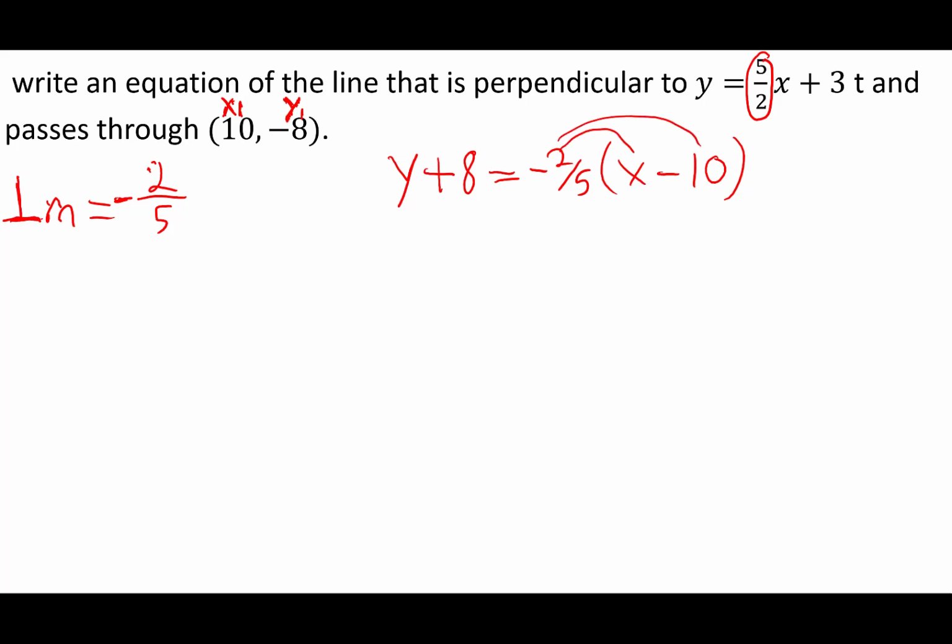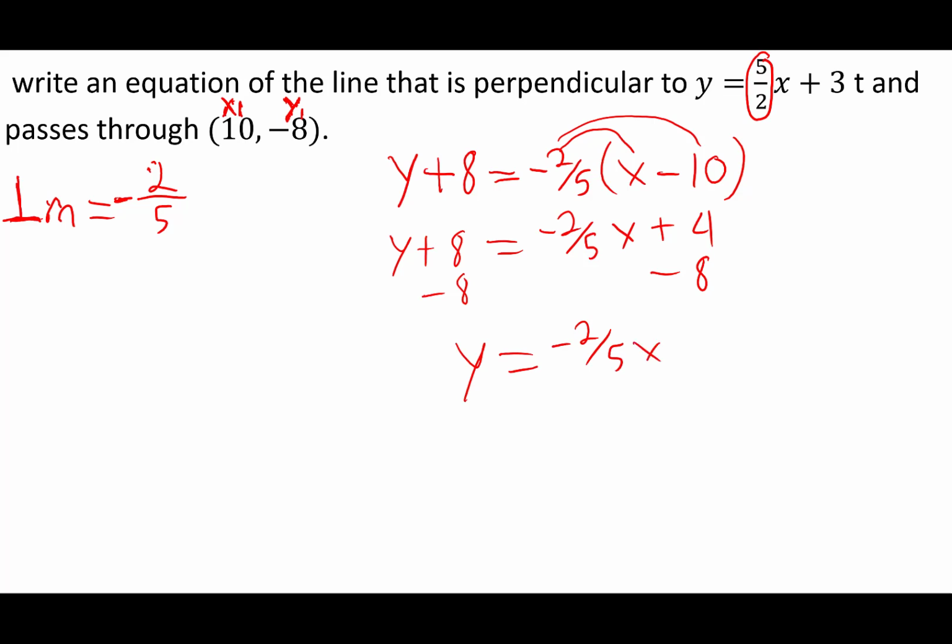So I distribute the negative 2/5. I get y plus 8 is equal to negative 2/5 x. And negative 2/5 times negative 10 is 4. Subtract 8 from both sides. Get y is equal to negative 2/5 x. 4 minus 8 is a negative 4.